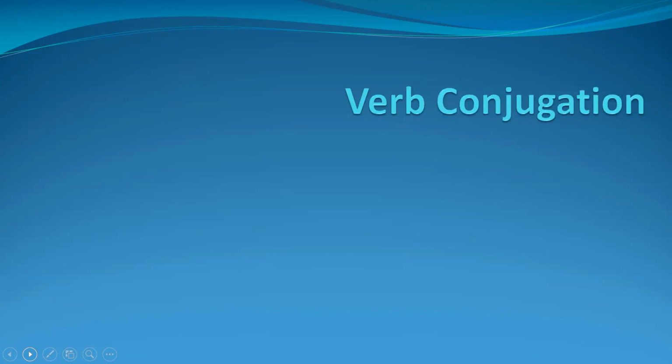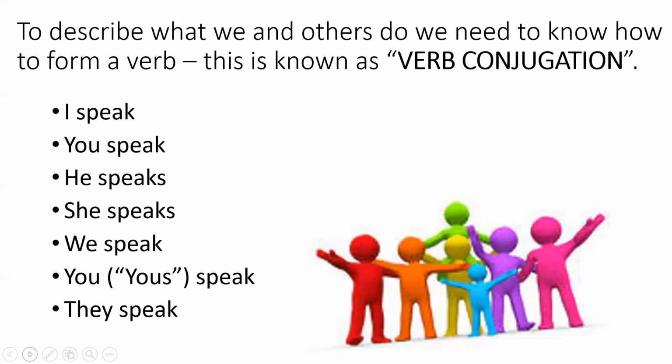So, verb conjugation is what we are really focused on today. To describe what we and others do, we need to know how to form a verb. This is known as verb conjugation. We do verb conjugation in our mother tongue without even realizing it. For example, we would say, I speak, you speak, but we would then say he, she speaks, we speak, you speak and they speak. You can see that we change pronouns, I, you, and he and she, according to who's doing the speaking. And also the spelling of the word speak changes all the way down there too.